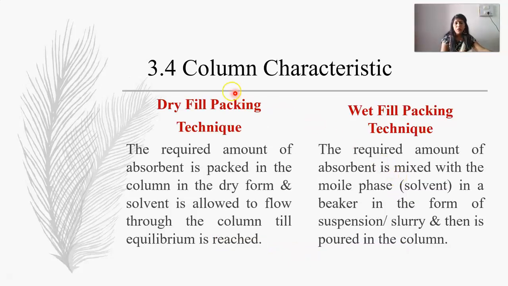Point number 3.4, column characteristics. The material utilized for the column should be of good quality, mostly of the neutral glass type. The column should be used in a particular length to diameter ratio, like 10 to 1 or 20 to 1. But for more efficient separation, the column length to diameter should be 100 to 1.